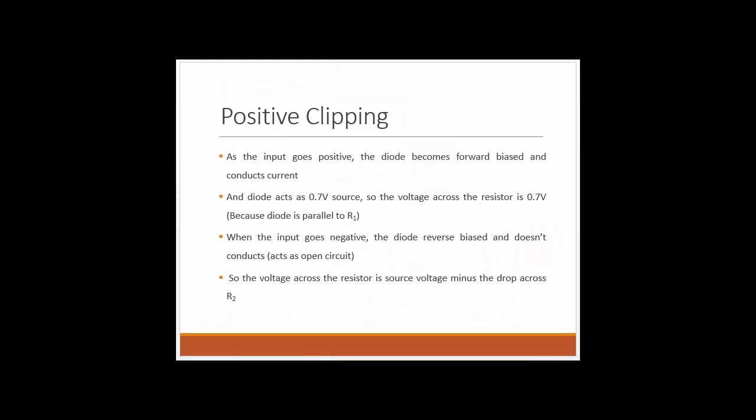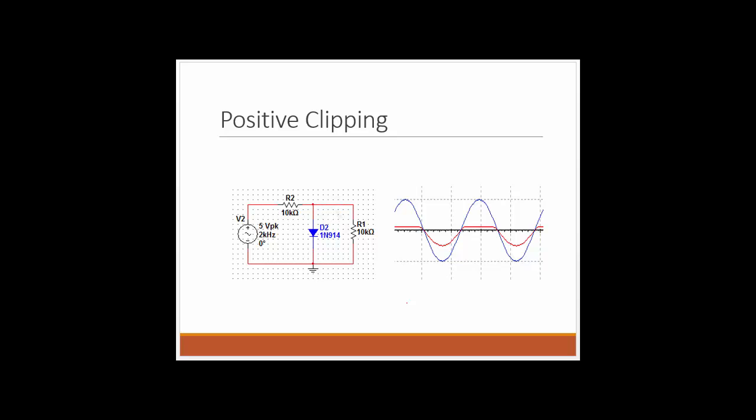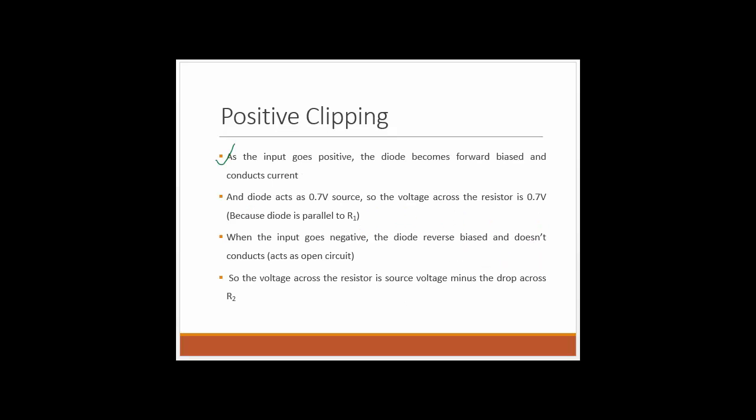As the input signal goes positive, the diode becomes forward biased and conducts the current. Because that's the anode and the cathode of the diode, and a diode acts as a 0.7 volt source, the voltage across the resistor will be 0.7 because it is parallel.